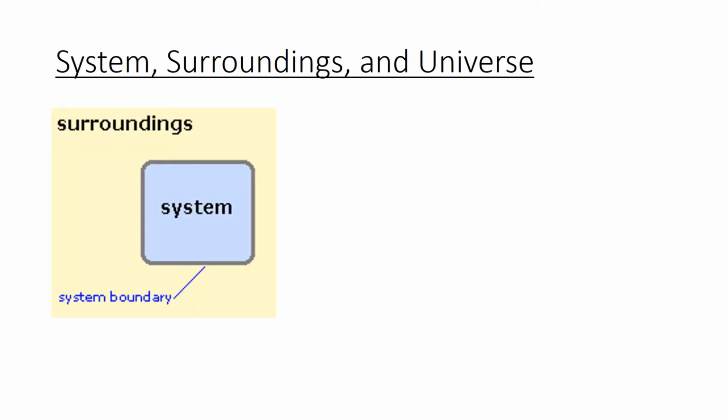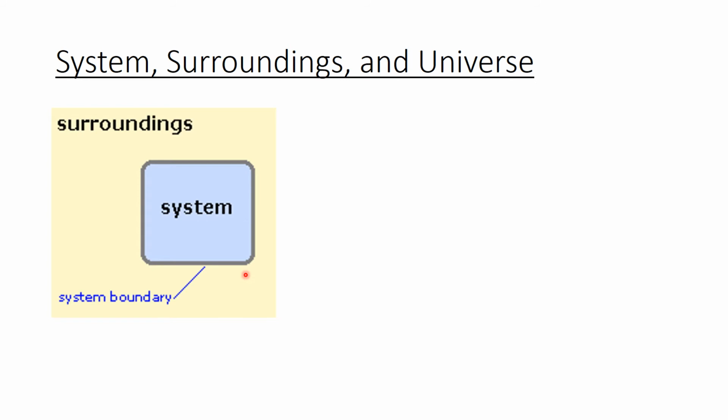So the next topic we're going to talk about is system, surroundings, and universe. Now, this is a very simple topic. It's deceptively easy, but it is the basis of basically everything else that we're going to discuss this chapter. So it is very important. So the system is basically whatever you want to study, and the surroundings are everything else.